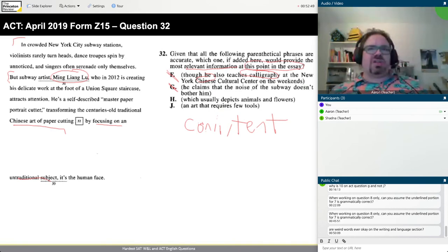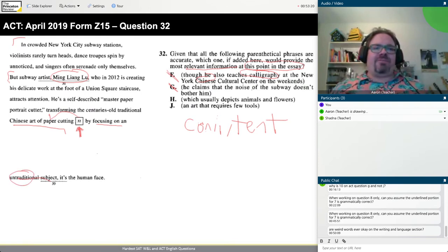Hey, notice there's a couple things going on here. First of all, it's talking about this Chinese art of paper cutting, but also notice where this box is. Here's our idea of modifiers. A parenthetical phrase is typically a modifying phrase. It could be other things. It could be a definition, for instance. In this case, this is a modifying phrase. What is it modifying? What is it describing? The Chinese art of paper cutting. Is it also consistent to talk about what it usually depicts? Sure, because if they're going to talk about the subject being untraditional, well, then it's relevant to talk about what is traditional, what is usual. This one looks pretty good.